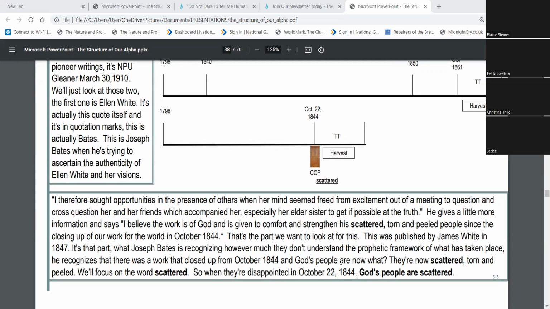This was published by James White in 1847. It's that part what Joseph Bates is recognizing, however much they don't understand the prophetic framework of what has taken place. He recognizes that there was a work that closed up from October 1844, and God's people are now what? They're now scattered, torn, and peeled. We'll focus on the word scattered. So they're disappointed in October 22nd, 1844, and God's people right here are scattered.